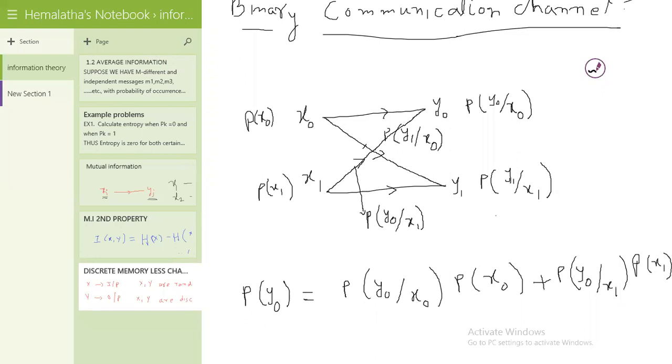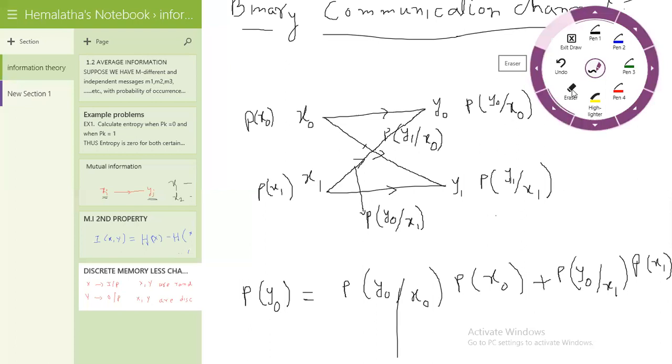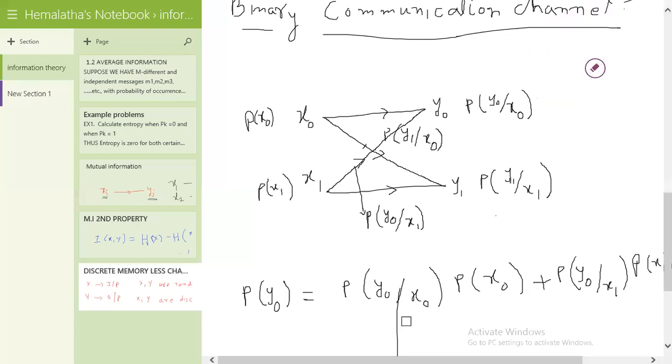Okay, we can observe the possibilities: P of y naught is the probability of occurrence of y naught. When y naught comes, there are two possibilities: when x naught is transmitted the output is y naught, and when x1 is transmitted the output can also be y naught. Here we consider both cases.